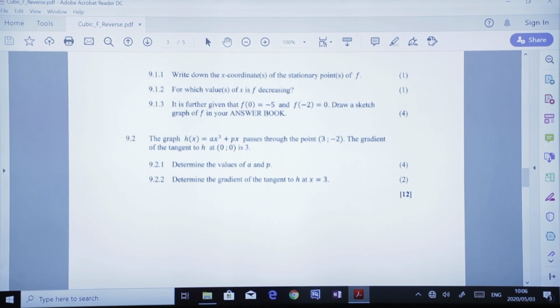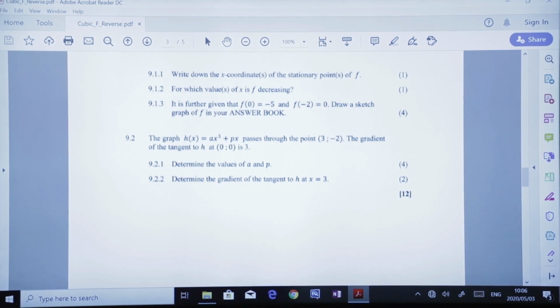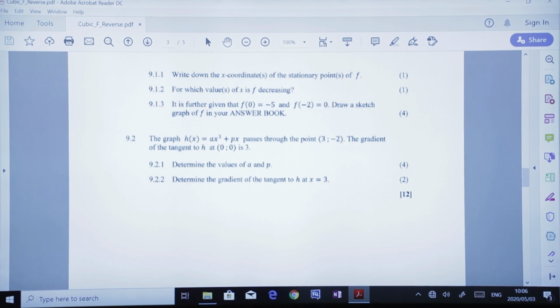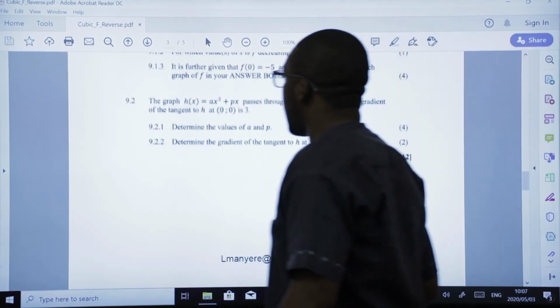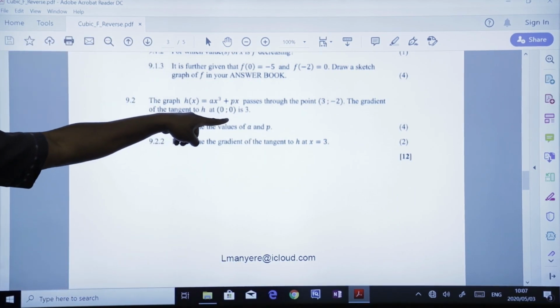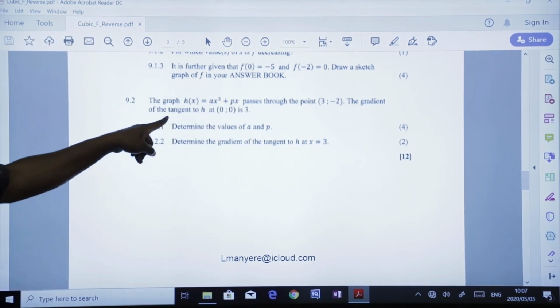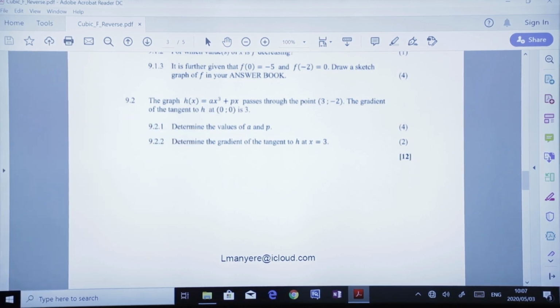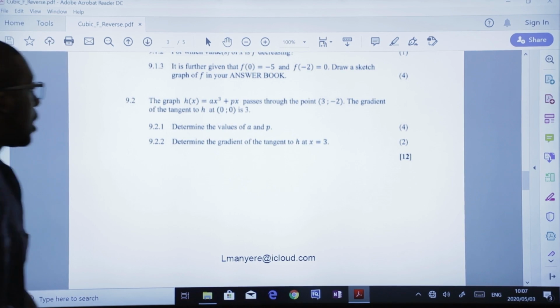Next question. The graph of h of x is equal to ax cubed plus px. We are given a point on that graph, which is 3 for x and minus 2 for y. The gradient of the tangent to h at the origin is 3. The gradient of the tangent at the origin, where x is 0 and y is 0, is just 3.